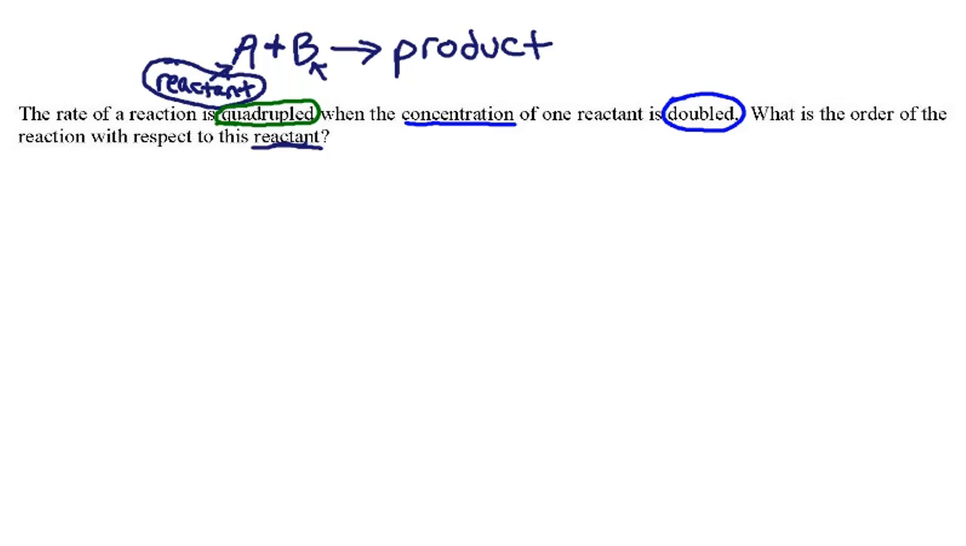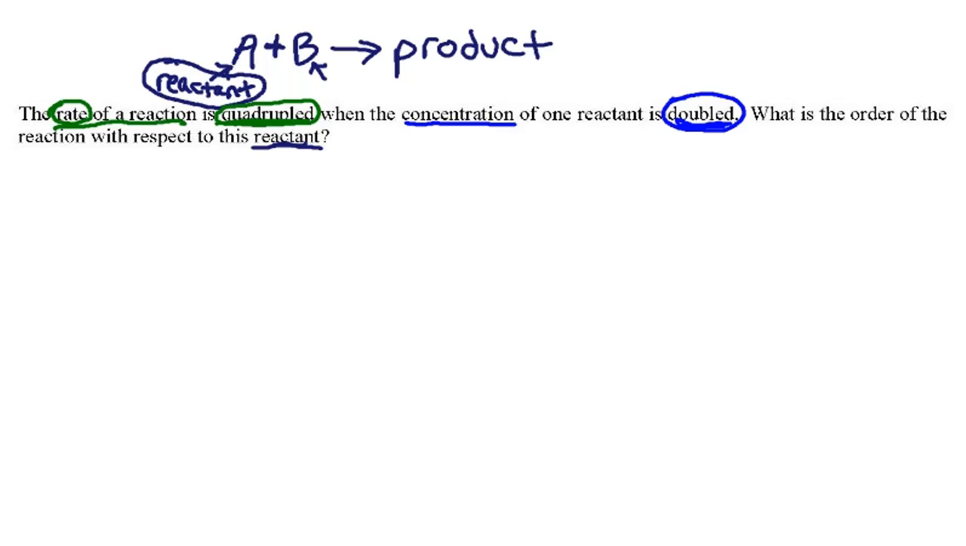So let's go back and read this again. The rate of a reaction is quadrupled when the concentration of one reactant is doubled. What is the order of reaction with respect to this reactant?